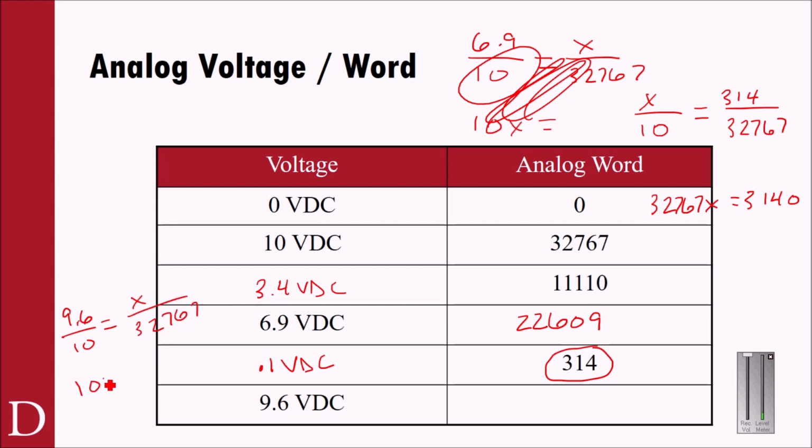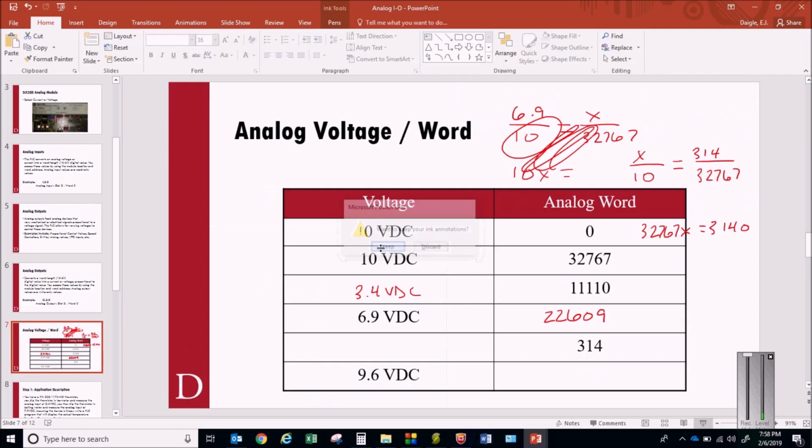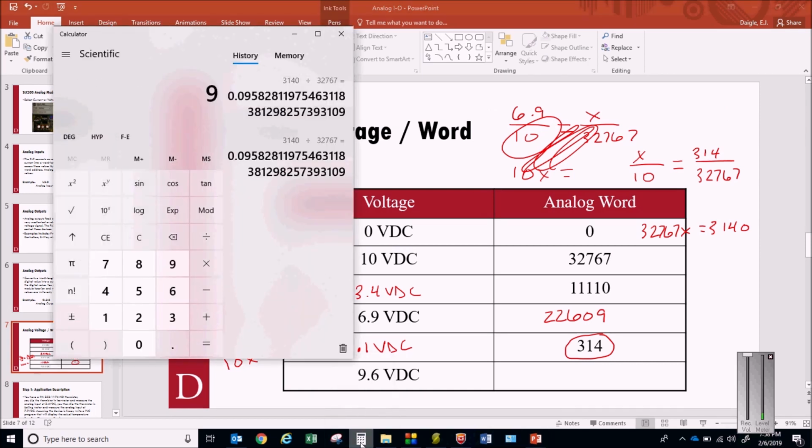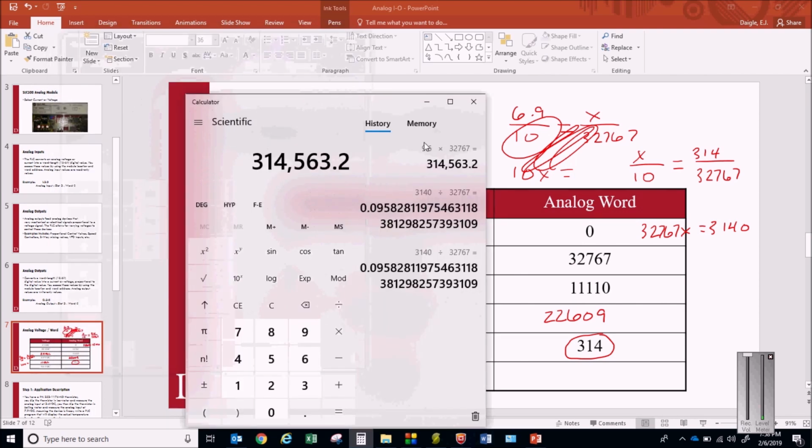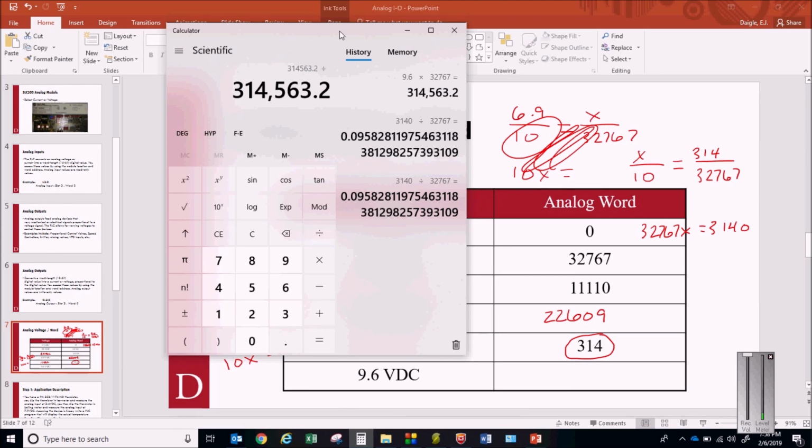So I get 10x equals those two multiplied. Let me do that real quick. I'll keep my annotations here. So I need 9.6 times 32,767 equals that. And I need to divide that by, I think it was just a 10, right? Yep, divide that by 10.